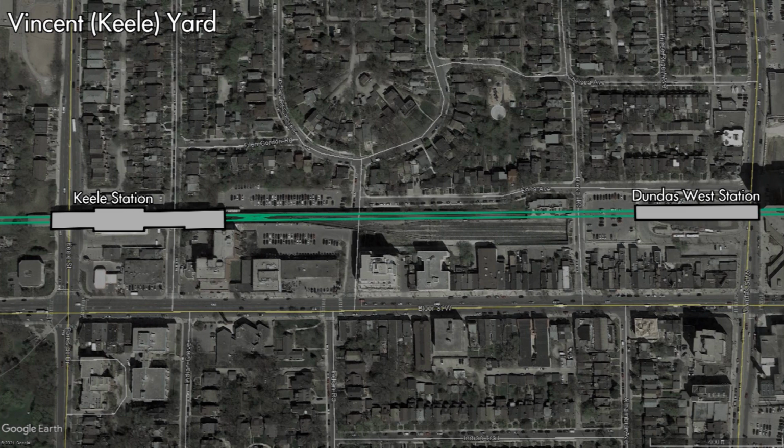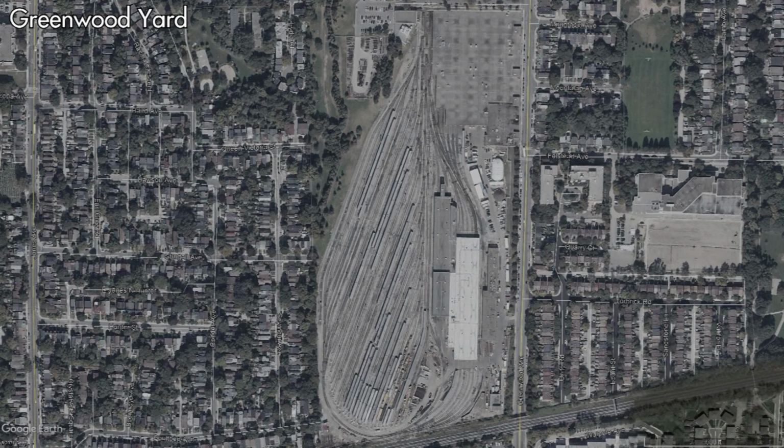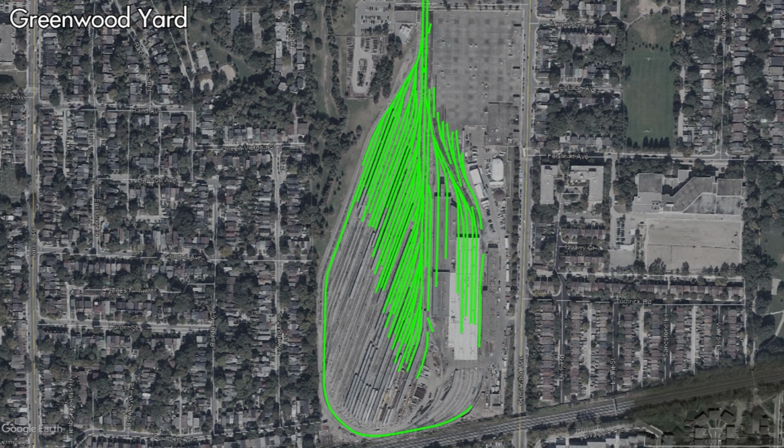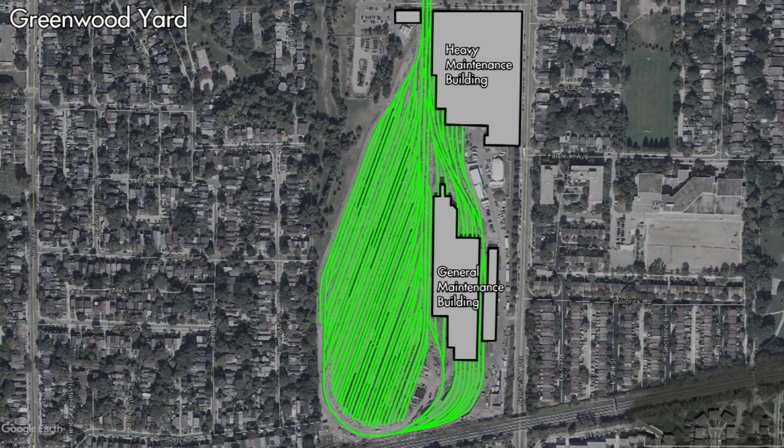Vincent Yard, more often called Kiel Yard, was a small yard built between Kiel and Dundas Station. This yard is pretty bare bones, being a storage yard with capacity for 8 trains. The main yard for the line, however, would be Greenwood Yard, which was constructed on an old landfill site. The yard would not only store and maintain trains for the Bloor-Danforth line, but would also be home to a large heavy maintenance center. Prior to this, trains on the Yonge line would have to be shipped by flatbed truck to the Hillcrest shops to receive the more involved maintenance procedures that couldn't be normally done at Davisville Yard.